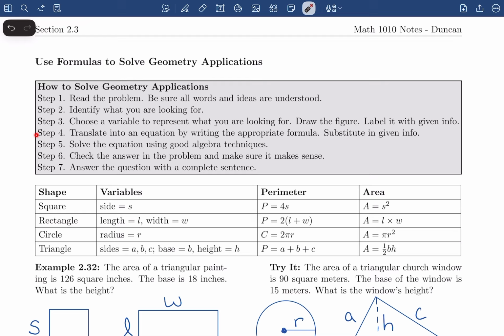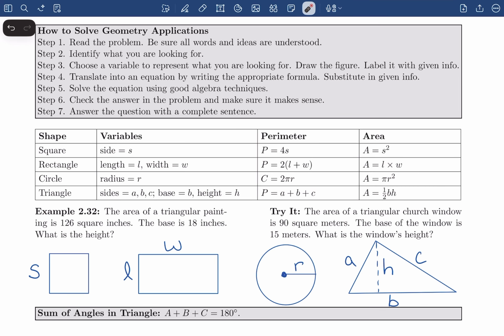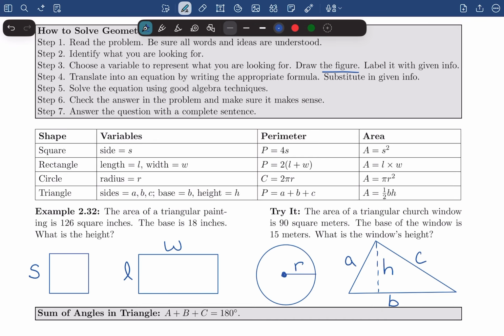Substitute in given information. Step 5, solve the equation using good algebra techniques. Step 6, check the answer in the problem and make sure it makes sense. And step 7, answer the question with a complete sentence. Great, this is a familiar step process, slightly different from before because now we're dealing with geometry applications. So we'll be drawing our geometric shape and labeling it with essential information.